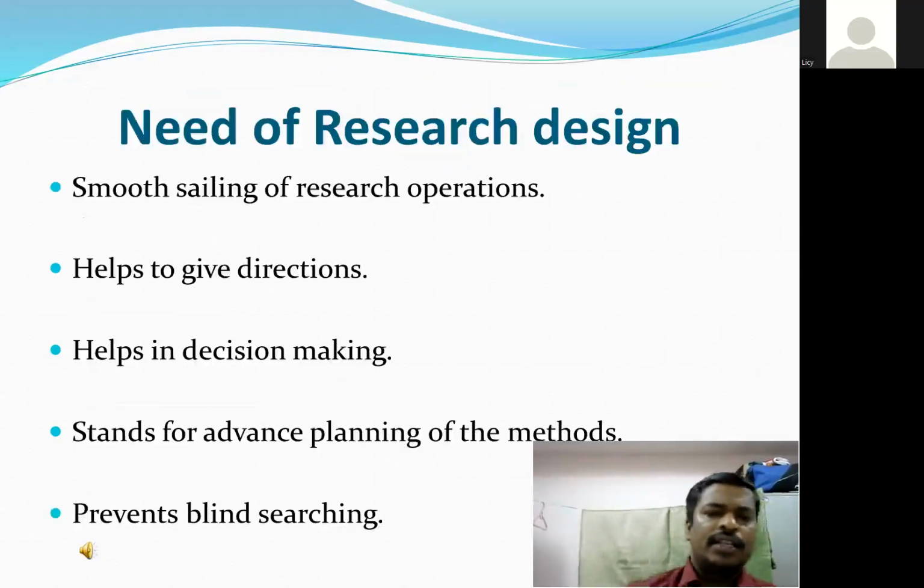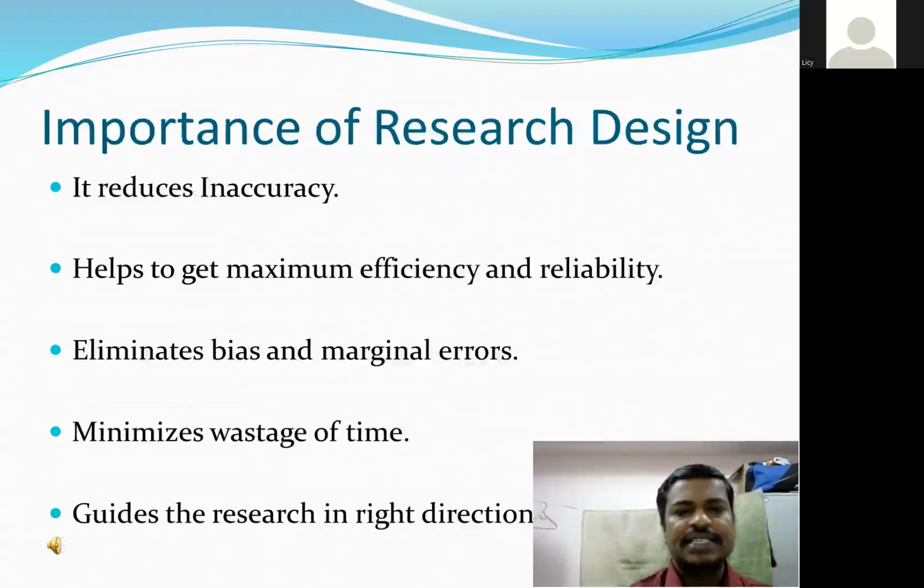The next topic is the need for research design. Why do we use research designs? The needs are: smooth sailing of research operations, helping to give direction, helping in decision making, standing for advance planning of the methods, and preventing blind searching. These are the main purposes or needs of research designs.